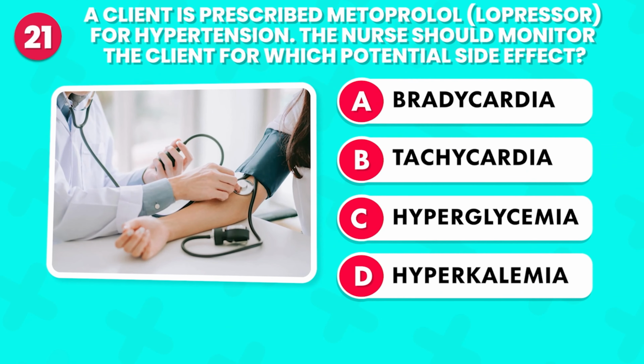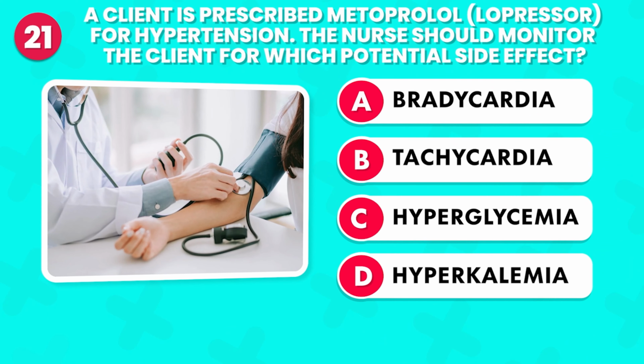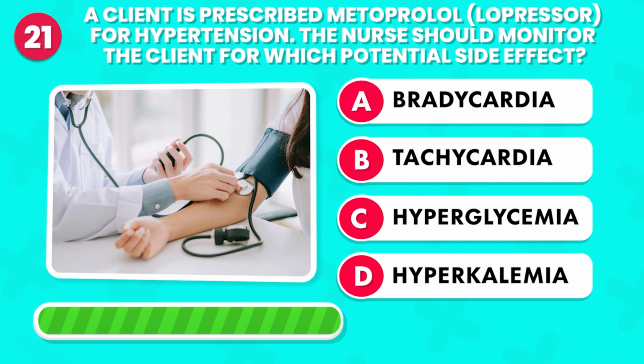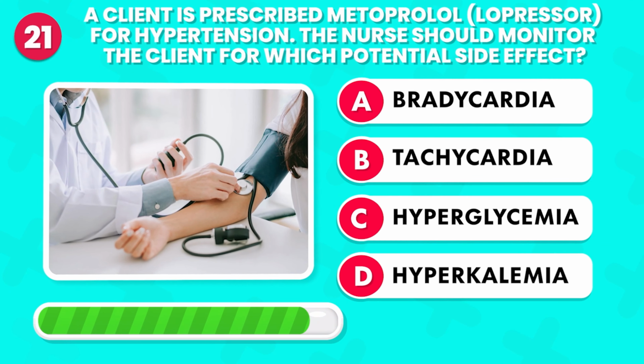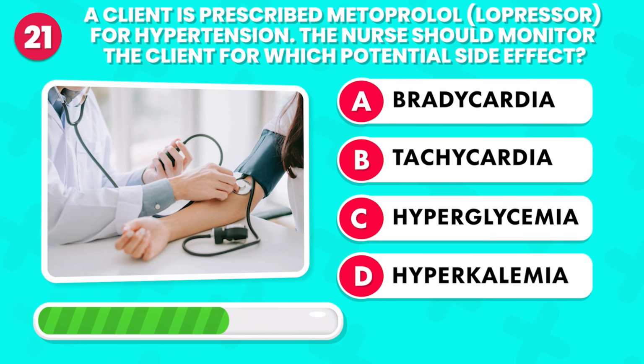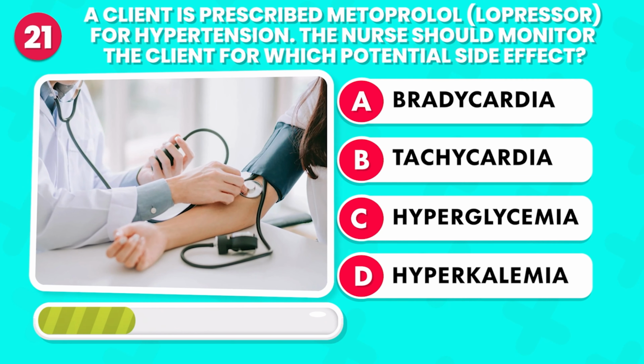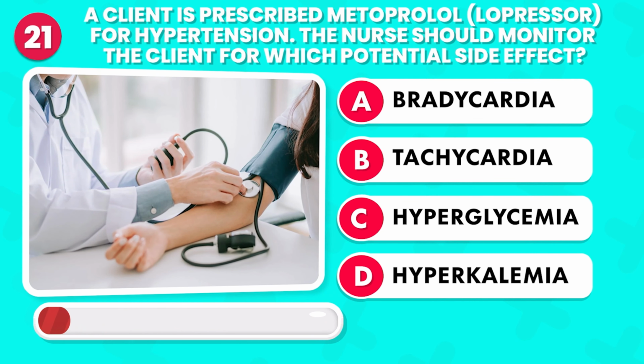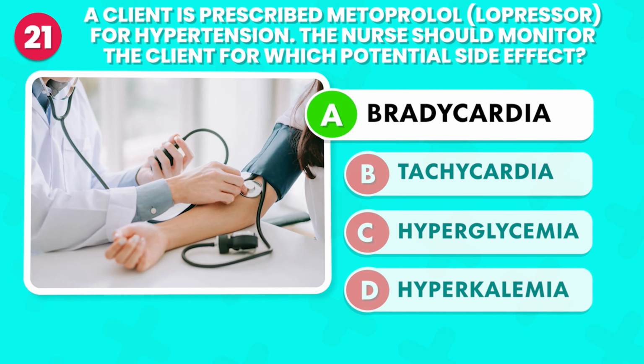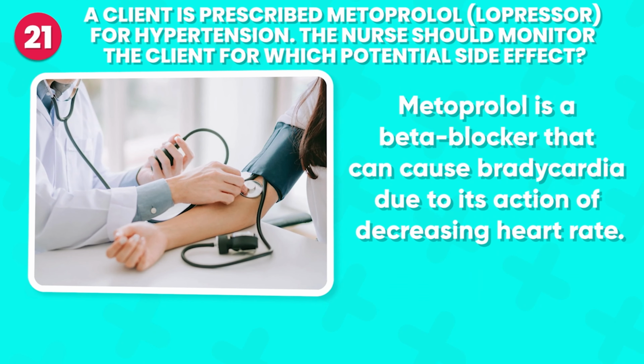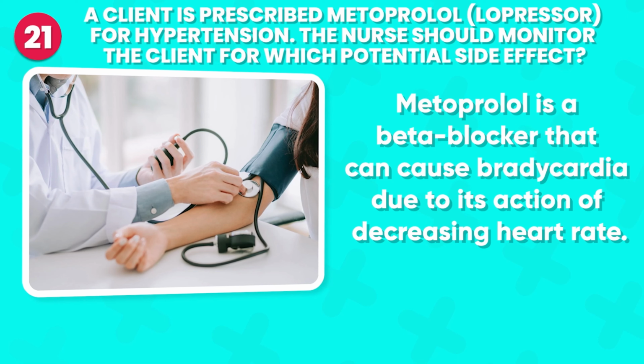A client is prescribed metoprolol, Lopressor, for hypertension. The nurse should monitor the client for potential side effects. A. Bradycardia. B. Tachycardia. C. Hyperglycemia. D. Hyperkalemia. It's A. Bradycardia. Metoprolol is a beta blocker that can cause bradycardia due to its action of decreasing heart rate.